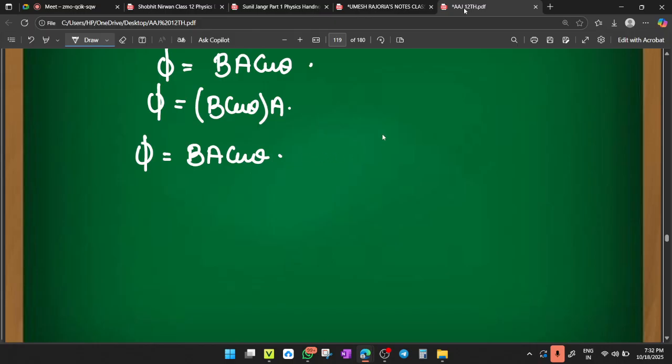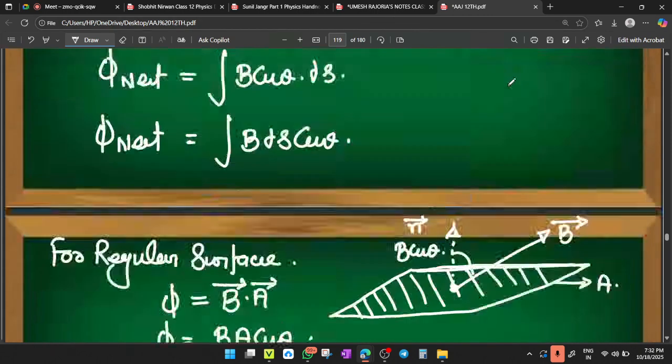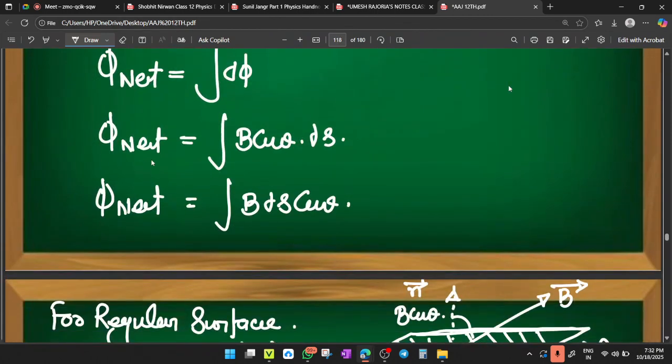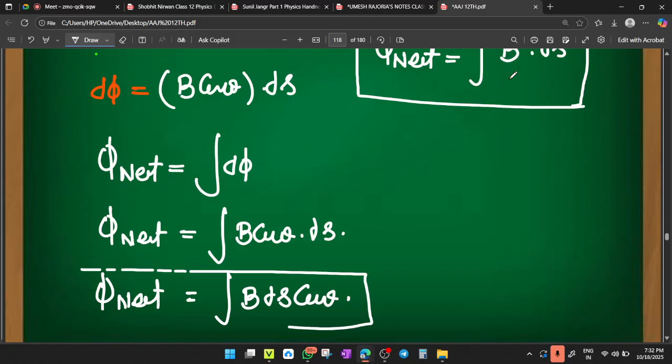In dot product, you can write this as phi is equal to B dot A. Okay. So where can you apply this formula? For regular geometry like a rectangle, right triangle. It means for geometries where you have the formula for area. So for regular geometry, you apply this one formula. But for non-regular geometries, phi net is equal to B dot dS. Important. VIMP.